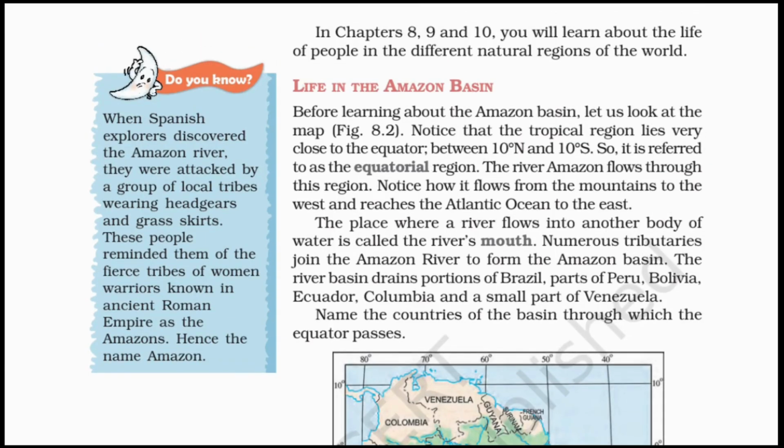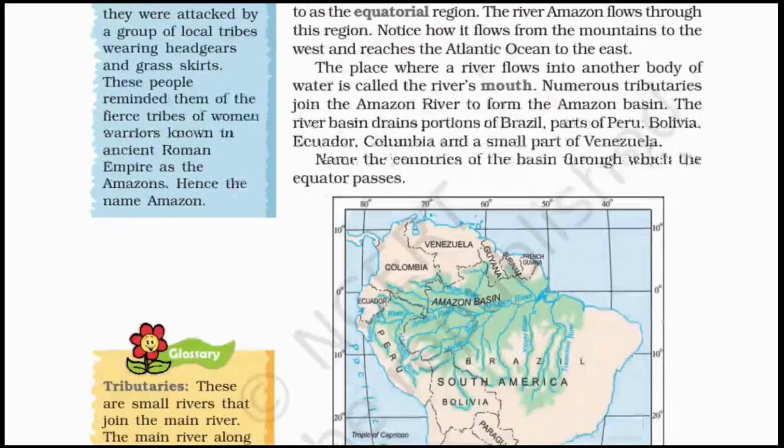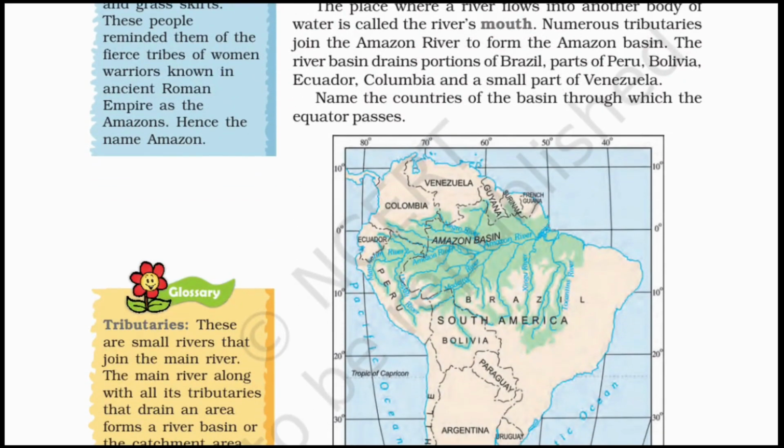Now let's read this blue box. On the left, do you know? When Spanish explorers discovered the Amazon River, they were attacked by a group of local tribes wearing headgears and grass skirts. These people reminded them of the fierce tribes of women warriors known in the ancient Roman Empire as the Amazons. So the tribal people were known as Amazons earlier. Hence the name Amazon.